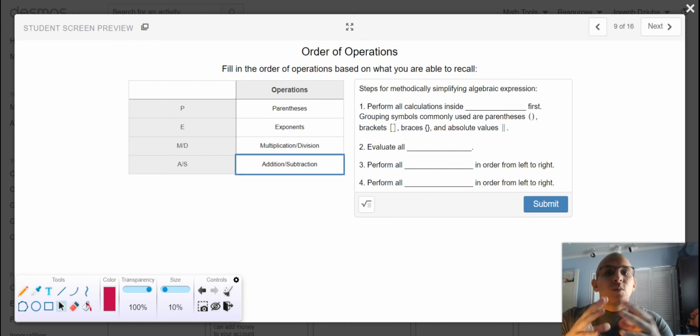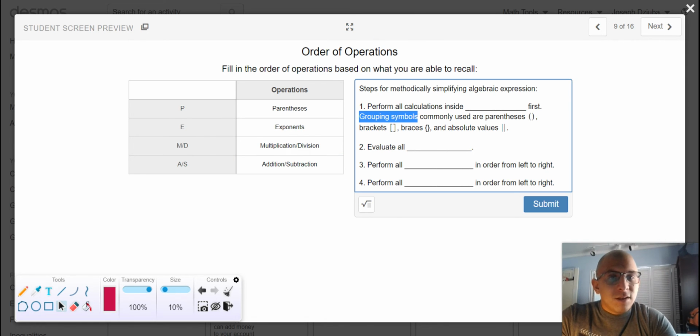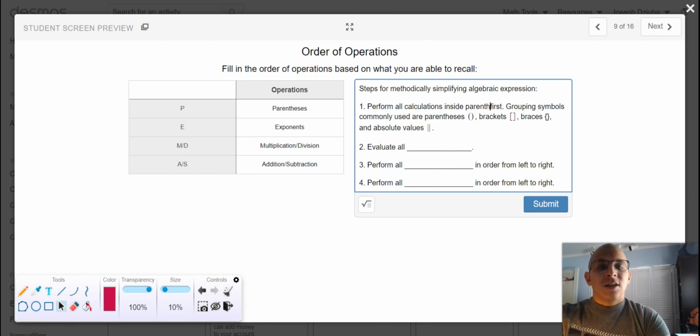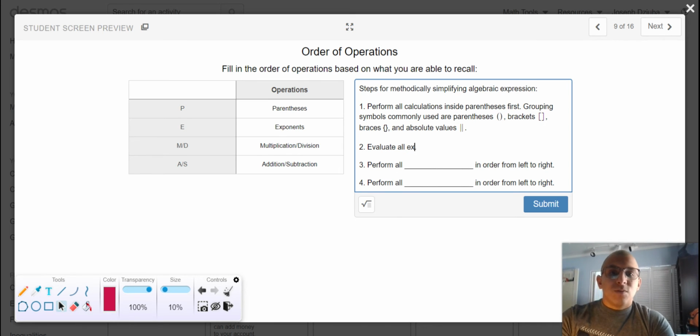So we have our steps here. When we say parentheses, we are not doing parentheses. Parentheses is not an operation; it is a grouping symbol, such as brackets, braces, and absolute values. So what we want to do is perform all the calculations inside parentheses first. So that means we would locate parentheses, and if we see addition, that is what we are mathematically doing, not the parentheses. After that, we would evaluate all of our exponents.